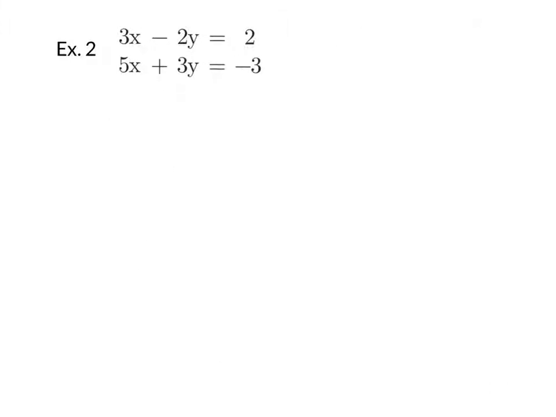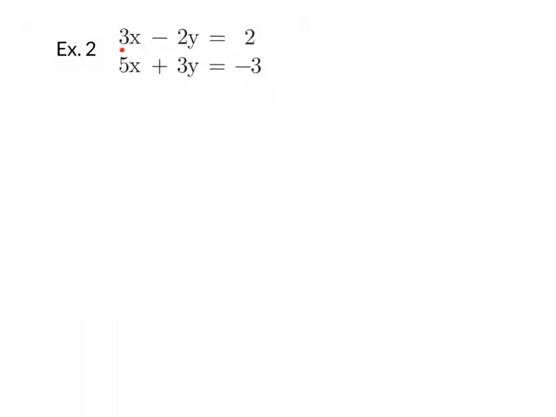Here is another example where we can use elimination to solve this system of linear equations. Looking at the coefficients of x and the coefficients of y, right now if I were to add or subtract the two equations, neither the x terms nor the y terms would be eliminated. So what we need to do is look at those coefficients and make a choice. This time I'm going to choose to subtract the two equations, and I'm going to focus on the x terms.